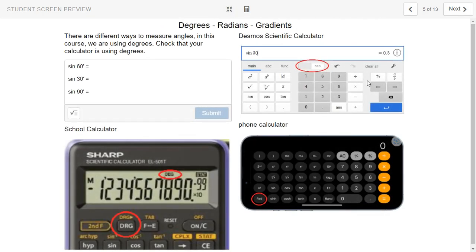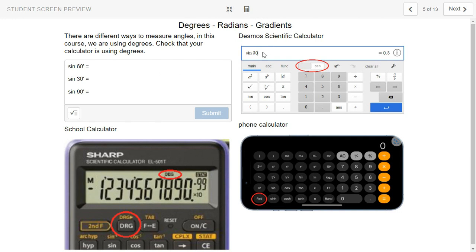Let's talk about measurements. In grade 10 and 11 math, we use degrees. There are radians and gradients, but you won't see that until later on. So it's like measuring temperature. In Canada, we measure temperature using Celsius. In America, they use Fahrenheit. Nothing wrong with either system, it's just different. And so we want to make sure that we are using degrees, so we're referring to the same units.